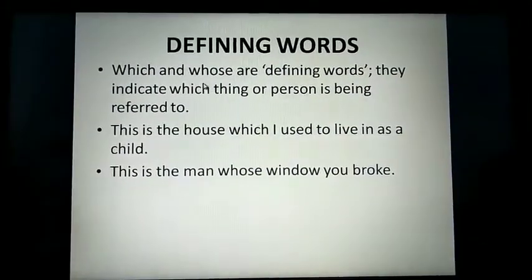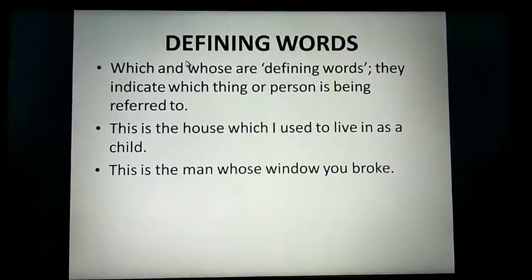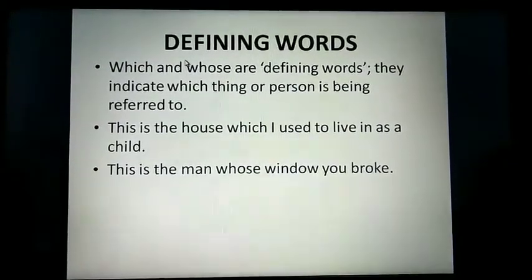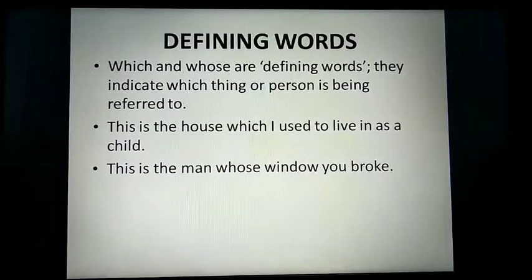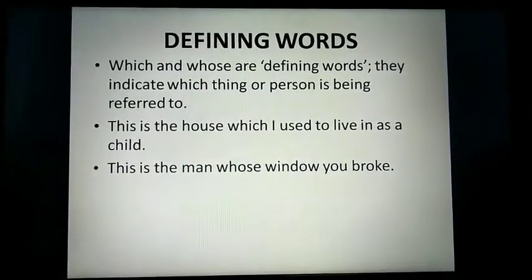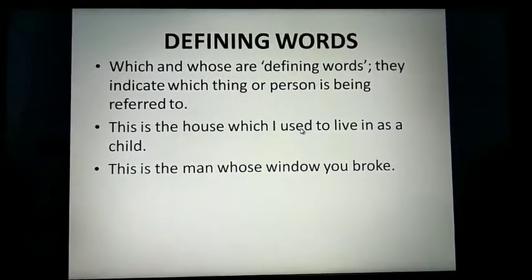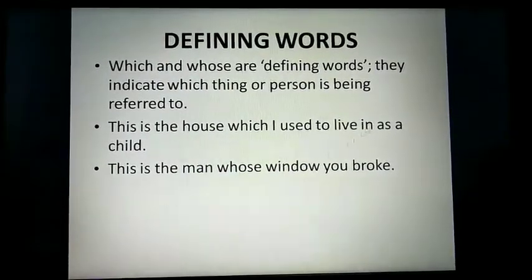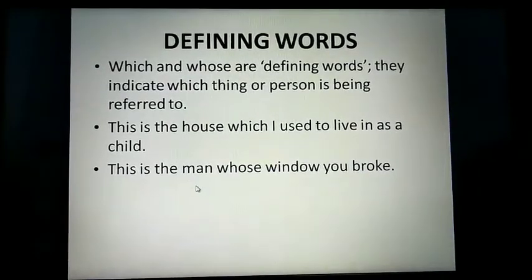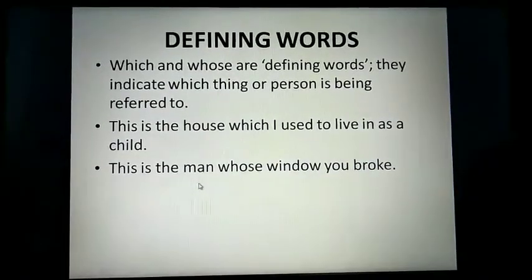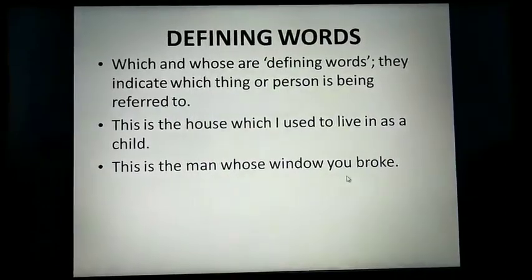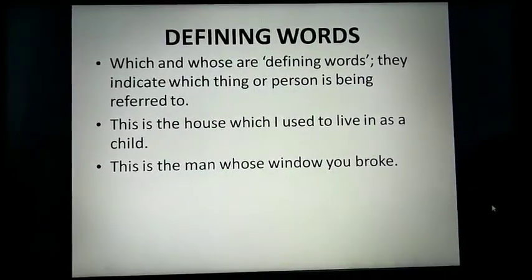Now we come to defining words. Which and whose. These are called defining words because they indicate which thing a person is being referred to. Like, this is the house. Now, which house? This is the house which I used to live in as a child. This is the man. Now, which man are we talking about? This is the man whose window you broke.